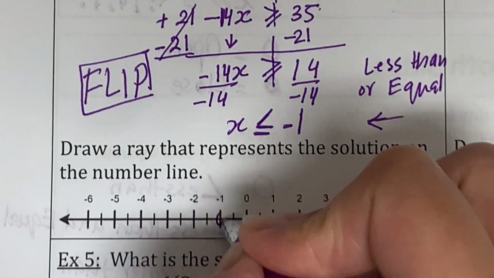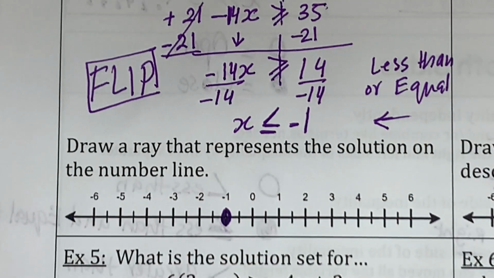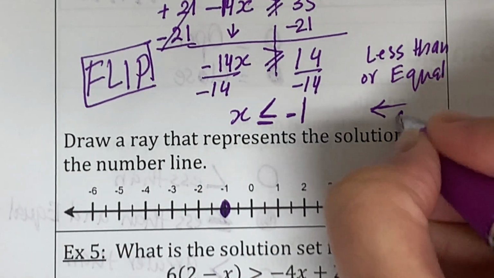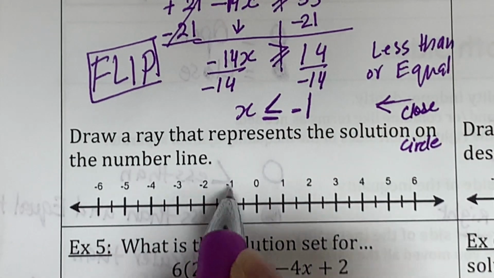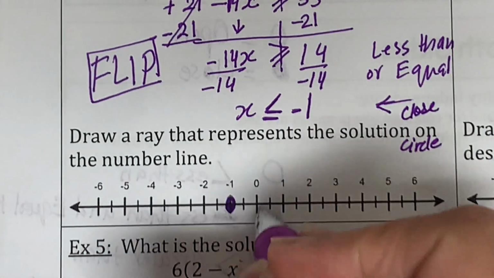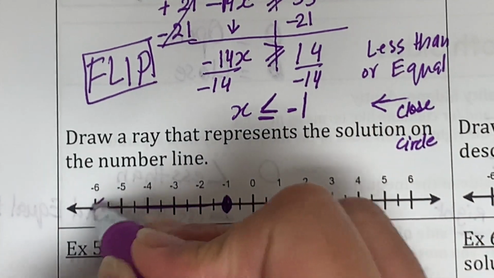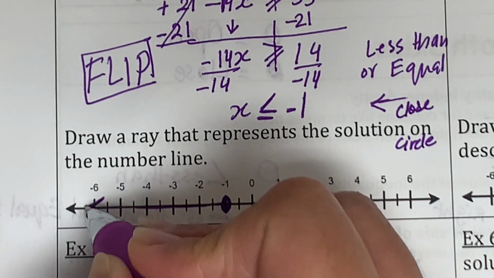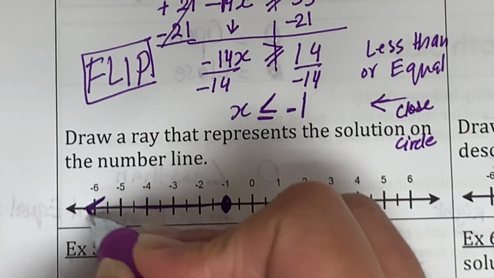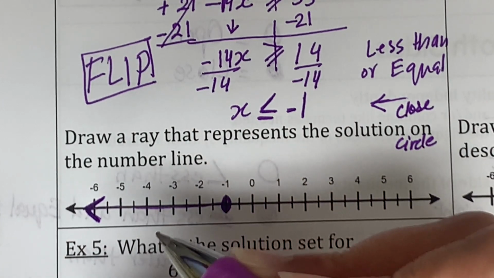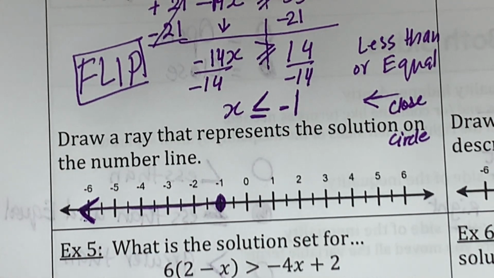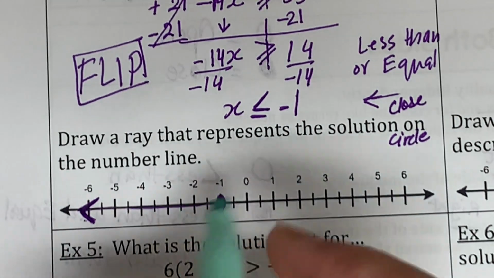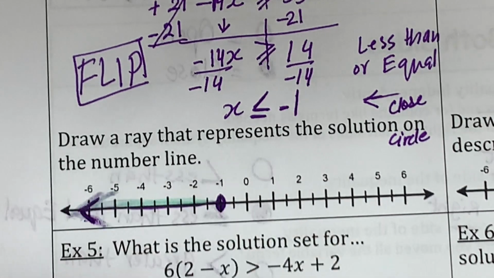So it means I have to draw a closed circle on -1. Closed circle, important, closed circle. I have to draw the closed circle at -1 because of that equal, and then less than means go backward. And a ray is just like a ray of sun. A ray coming out of the sun means the light goes out of the sun and goes forever. So this is just a ray. Let me highlight it so you know which direction it was going. Backward, because it's less than, so it's back.